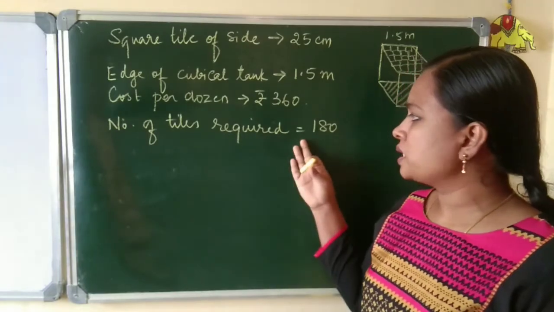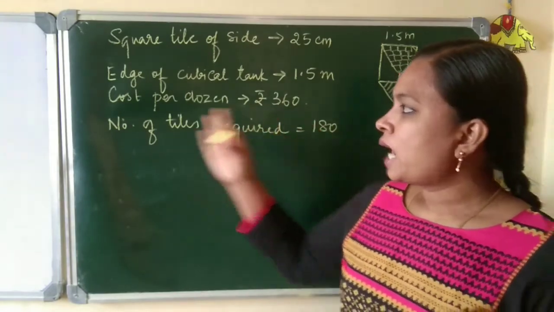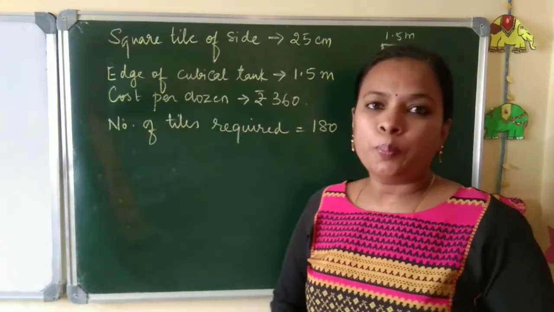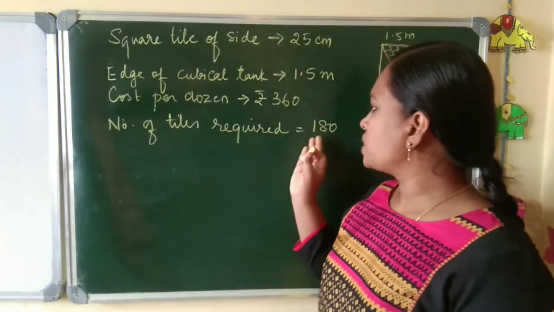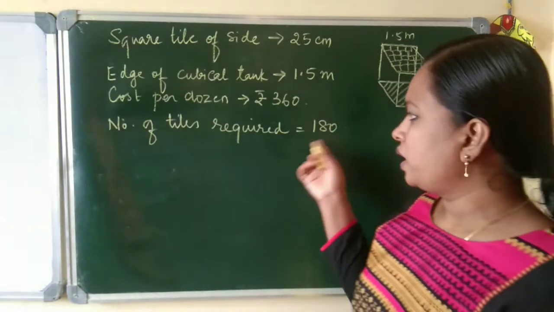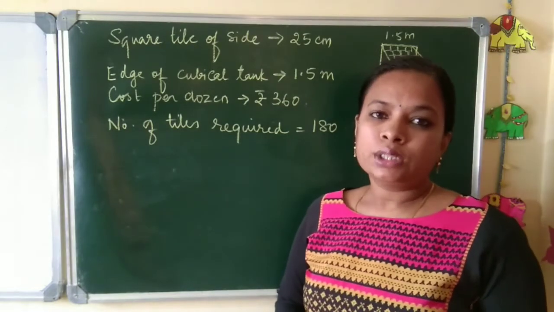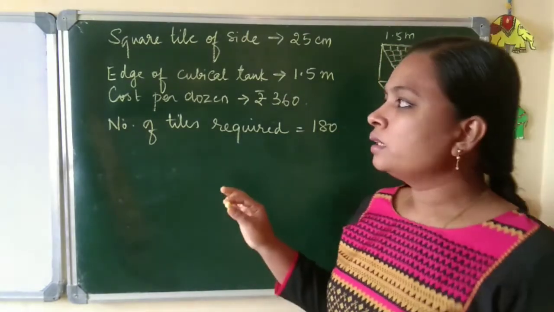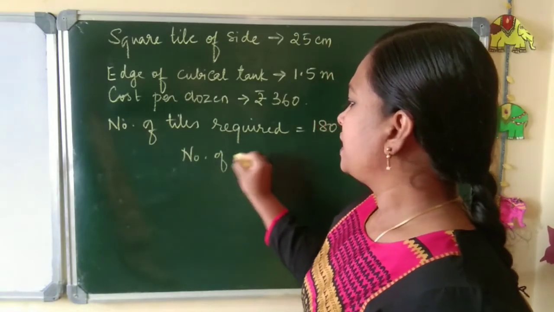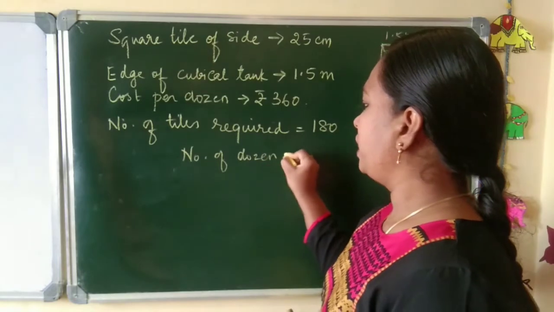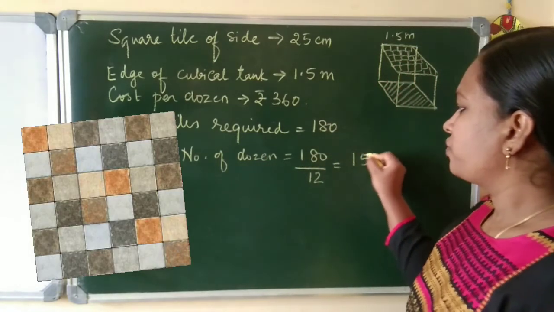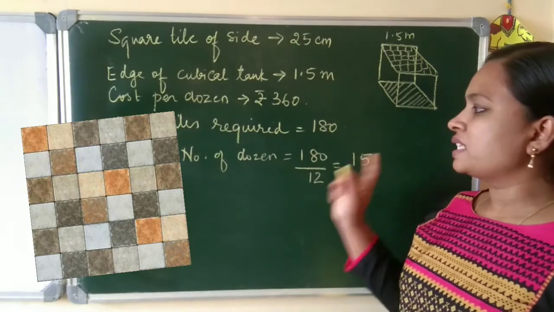We have found the number of tiles required. The number of tiles required is equal to 180, and in the question it is given that the cost per dozen is rupees 360. Now we have to see how many dozens are there in 180. For that we have to divide it by 12, to find the number of dozens. So the number of dozens here will be equal to 180 by 12, which is equal to 15. So there are 15 dozens here.